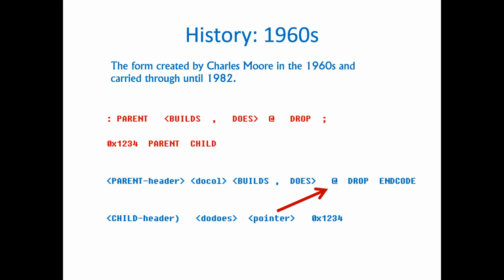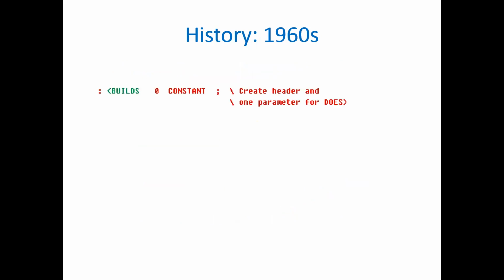The blue at the bottom is the words that are compiled into memory. The parent header is the full-length header that defines the word. Do is a code to execute a colon definition, and then it simply combines Bill's, comma, does at drop and encode. The child header has does in it, and we'll see how that is added in, and then it has a pointer to the execution code. So the parent takes care of building the word, and then the child header has the does and the pointer to the execution code. Here's how it's actually developed.